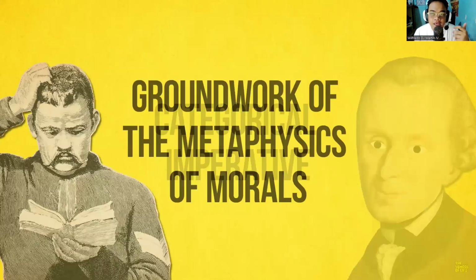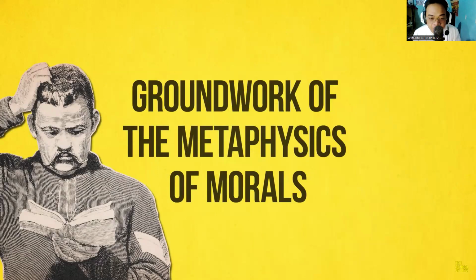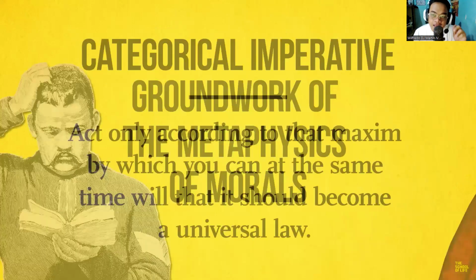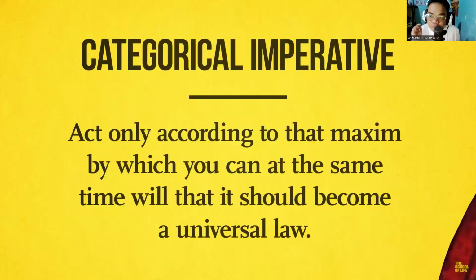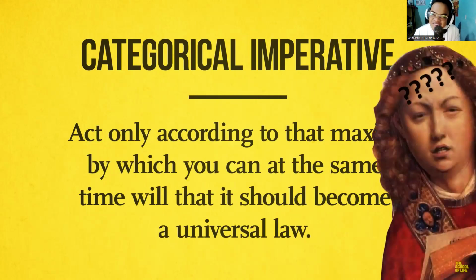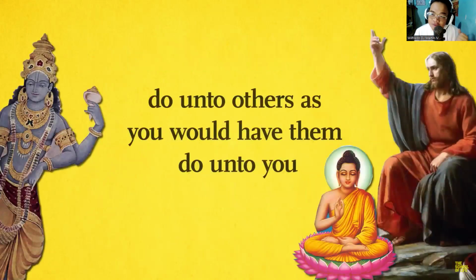And he made this in the Groundwork of the Metaphysics of Morals. When he wrote this, he had two categorical imperatives. The first one goes like this: act only according to that maxim by which you can at the same time will that it should become a universal law. Now, if you take a look at it, you can't easily understand it, right? It's such a complicated line. You wouldn't understand what it means. The best line that I can use to interpret this is: do unto others as you would have done unto you.